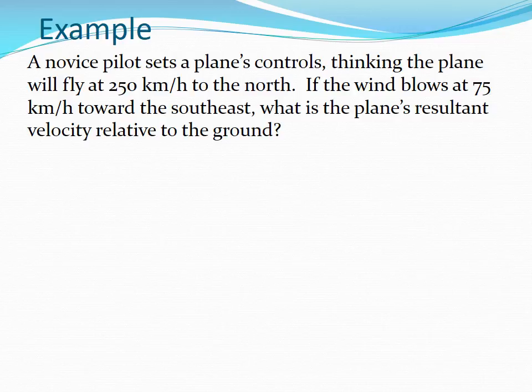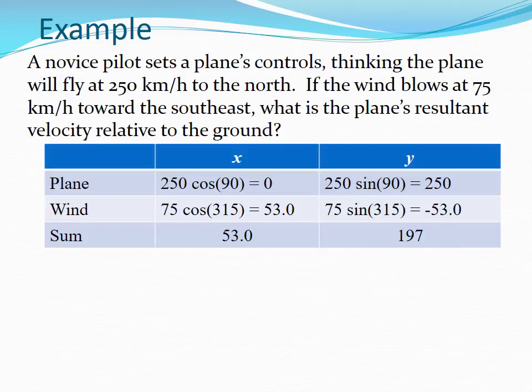For our next example, consider a novice pilot setting a plane's controls, thinking the plane will fly at 250 kilometers per hour to the north. However, the wind is blowing at 75 kilometers per hour toward the southeast. What is the plane's resultant velocity relative to the ground? First, we find the x and y components of both the plane and the wind and write them in a table.